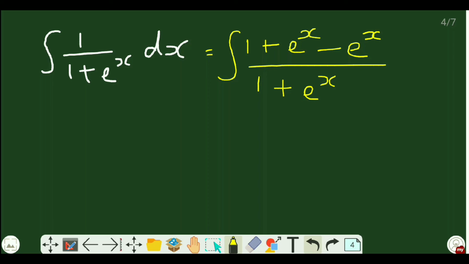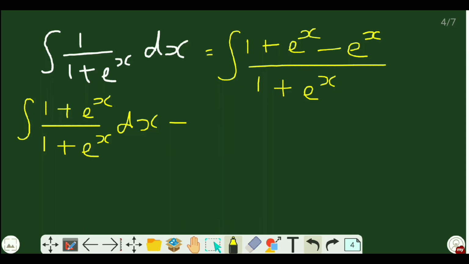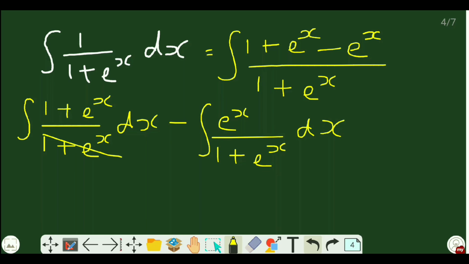Now we have two terms. If you remember, 1 plus e raised to x becomes one term. So we separate out the integrals like this. 1 plus e raised to x upon 1 plus e raised to x, minus the other term, e raised to x upon 1 plus e raised to x, with a minus sign in the middle. Over here this term gets cancelled. So we get the integral of 1 dx, that is the integral of dx, minus this term, which we write as it is for now.